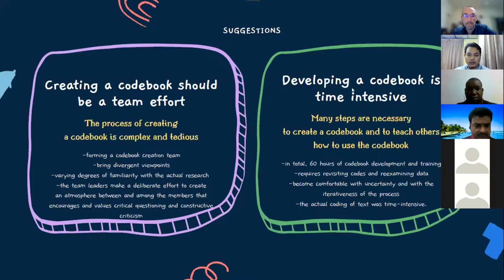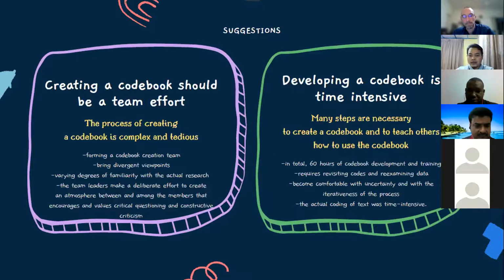So the summation here: first, creating a codebook should be a team effort. As mentioned, the process of creating a codebook is very complex and tedious. The point is forming a codebook creation team first, then bringing divergent viewpoints and varying degrees of familiarity with the actual research. The team leaders make a deliberate effort to create an atmosphere between and among the members that encourages and values critical questioning and constructive criticism.